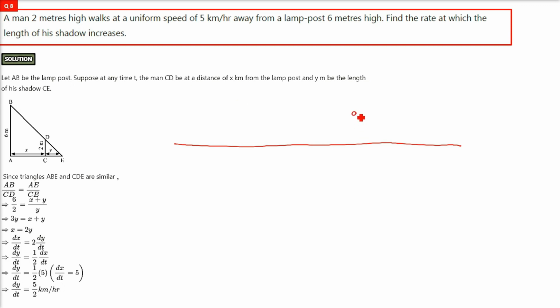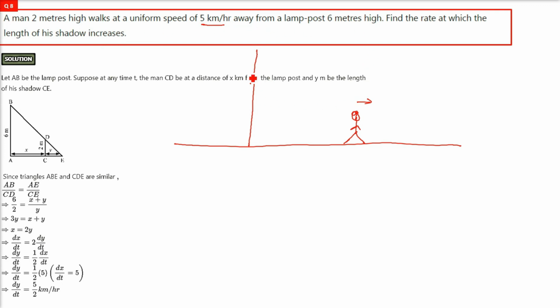So here is a person. The man is 2 meters high from the ground, and he walks away from the lamppost, which is 6 meters high. So make the size of the lamppost thrice the size of the man, because he is 2 meters high and the lamppost is 6 meters high, and he is going away to the right in this direction. Find the rate at which the length of his shadow increases.